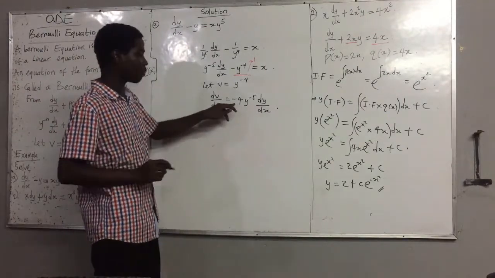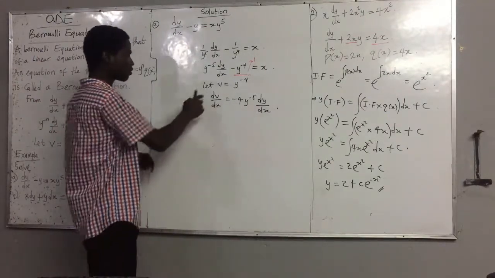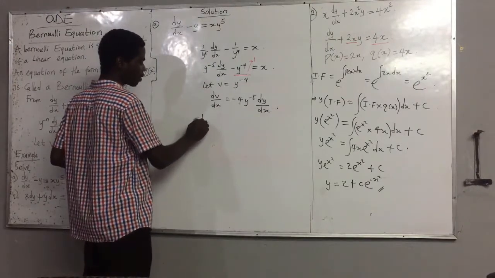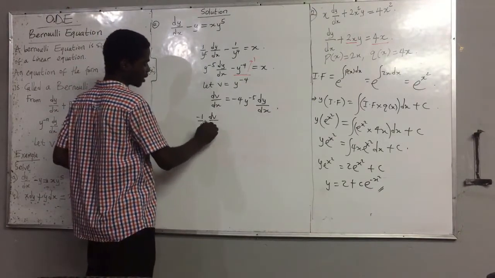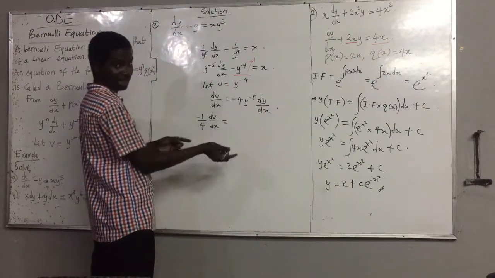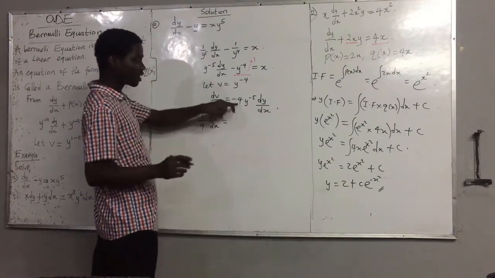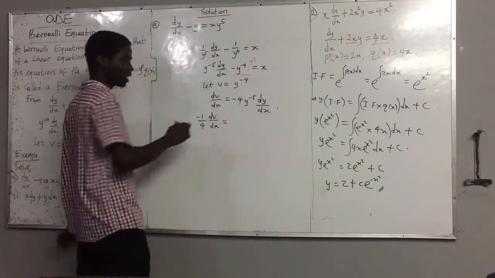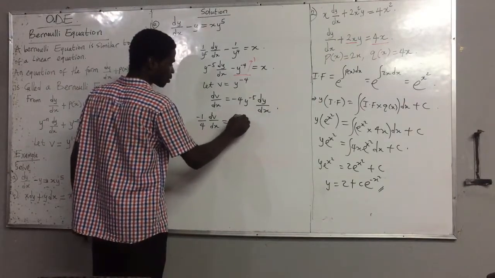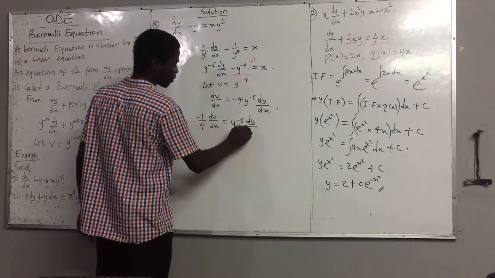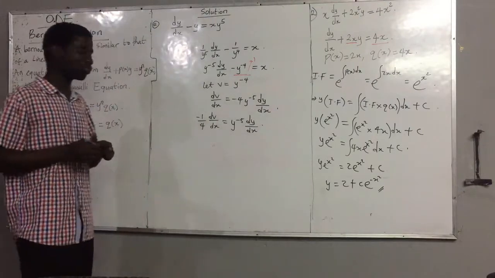Now, divide both sides by minus 4. This one will become what? Minus 1 over 4 dv ds is equal to, take away this constant, y raised to power minus 5 dy ds. Minus 1 over 4 dv ds equals y raised to power minus 5 dy ds.